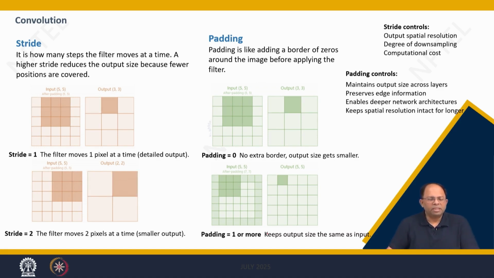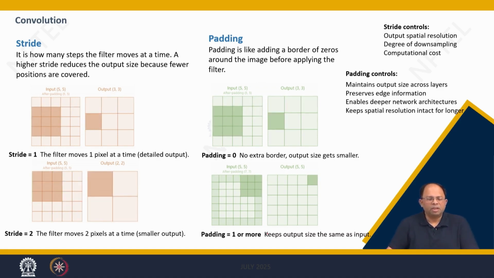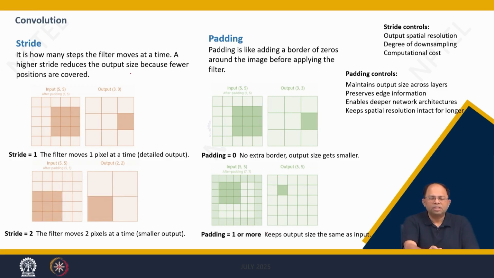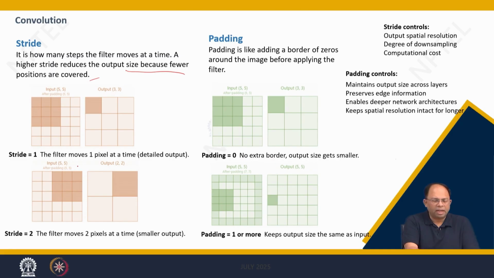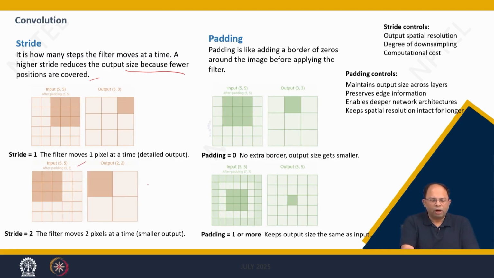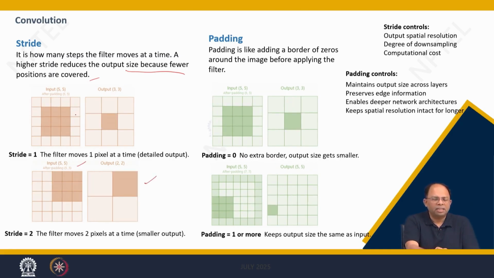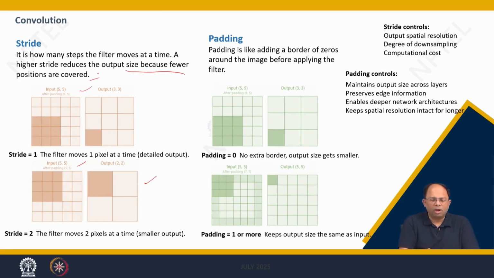Now stride is basically how many steps the filter moves at a time. A higher stride reduces the output size because fewer positions are covered. So as you can see here, the stride is 2, so the output is reduced, whereas here the stride is 1, so the output is reduced but not that much.